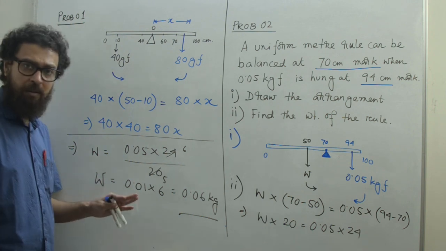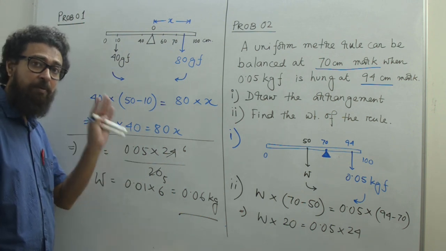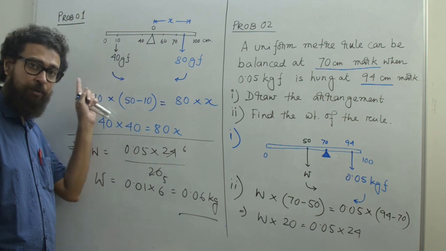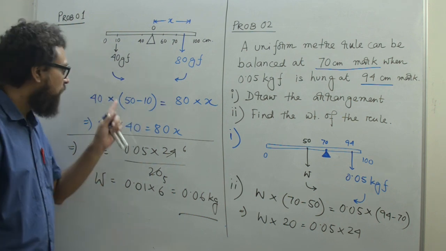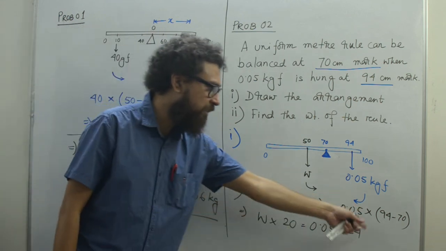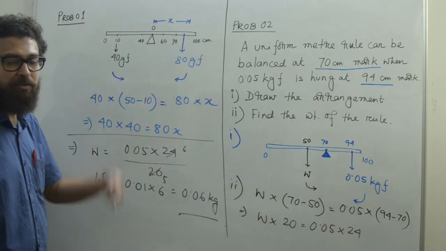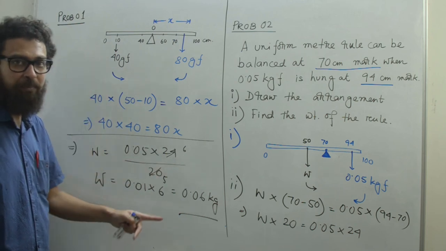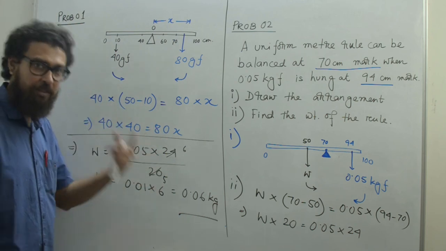You have understood the logic? Very simple. You have to follow the basic principle of moment. Sure? And you have to follow the markings, and that's why you can calculate the distances like this: 50 minus 10 or 70 minus 50, 94 minus 70. Every calculation should be done with respect to the pivot. This is the only principle, and do mark clock and anti-clock rotations.